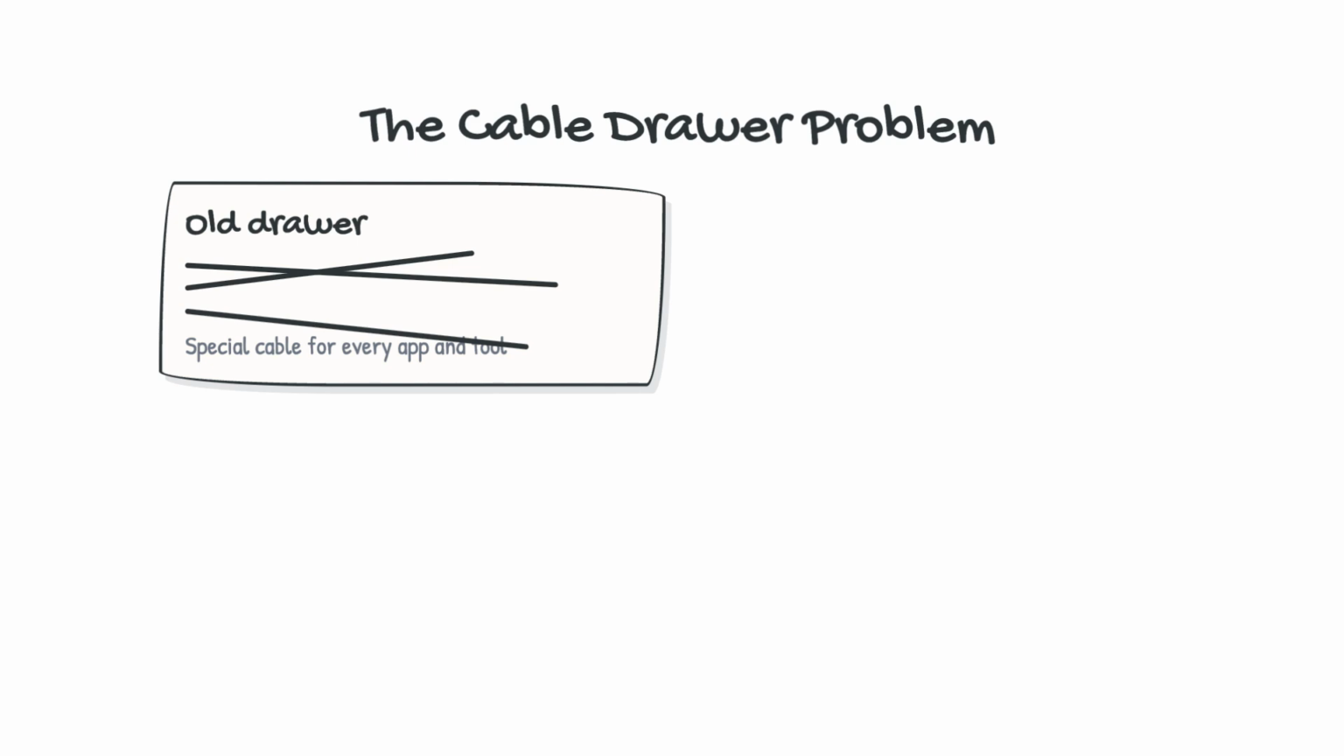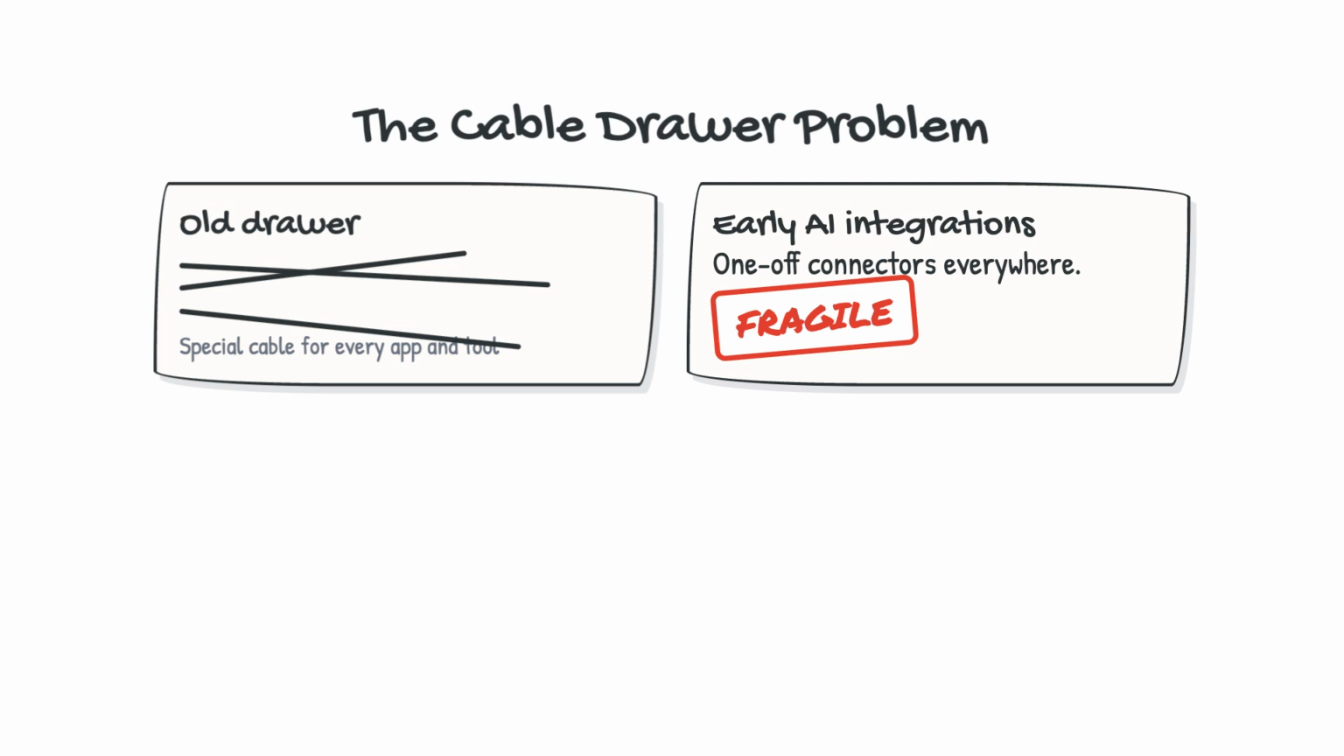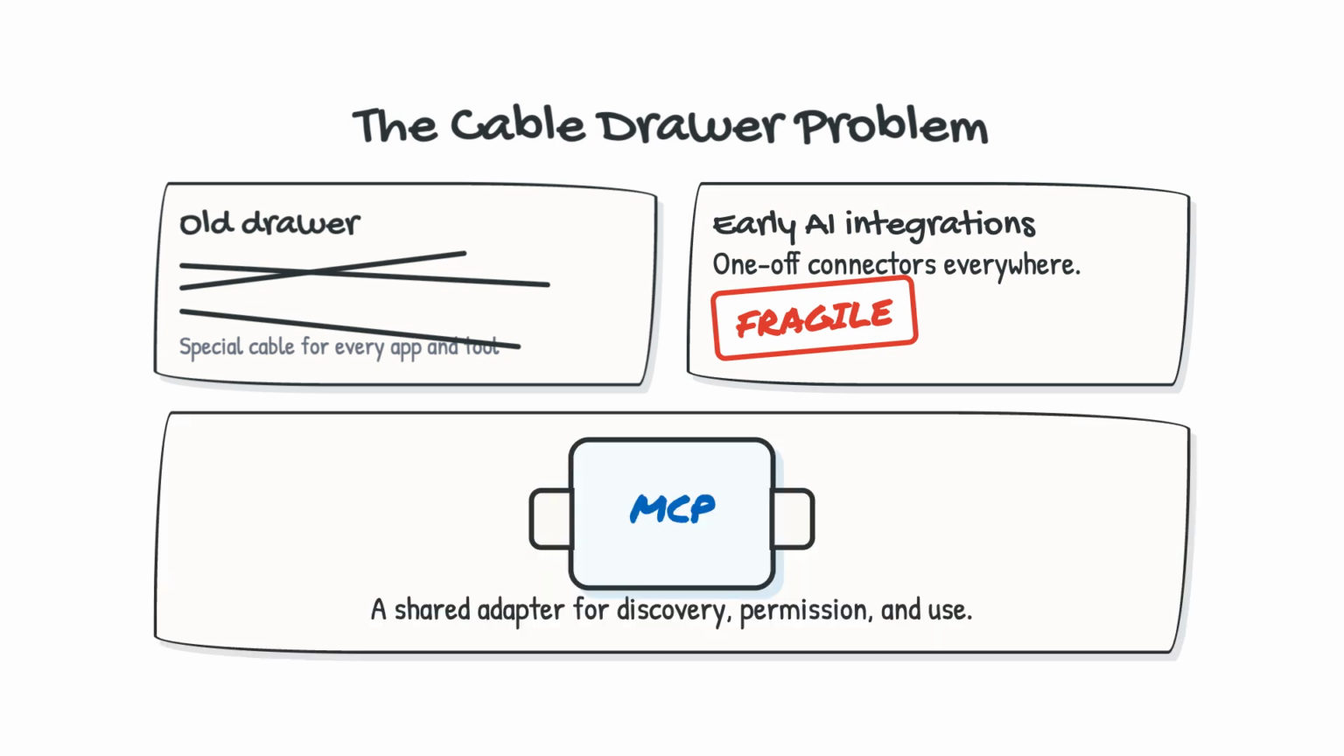Think about the drawer in your house full of old cables. One charger for the camera, one plug for the monitor, one mystery cable. That was early AI integration. Every model and every tool needed its own special cable. MCP is the move toward a universal adapter. It gives AI systems a shared way to discover a tool, understand it, ask permission, and use it.